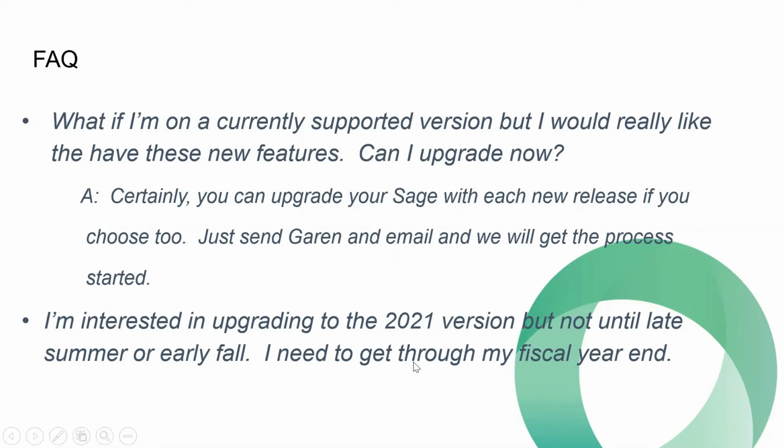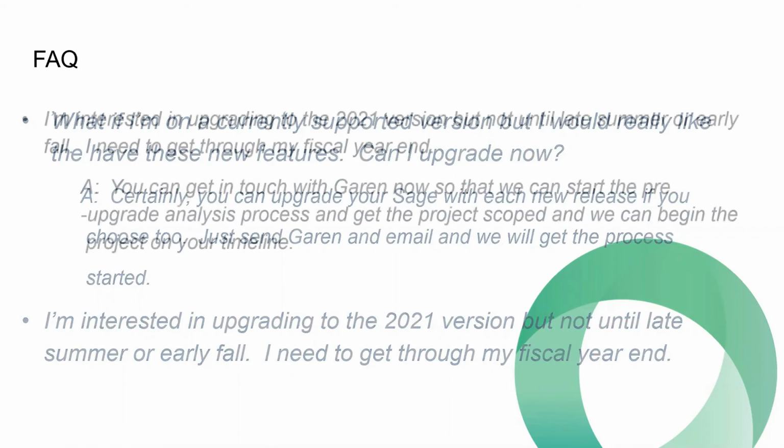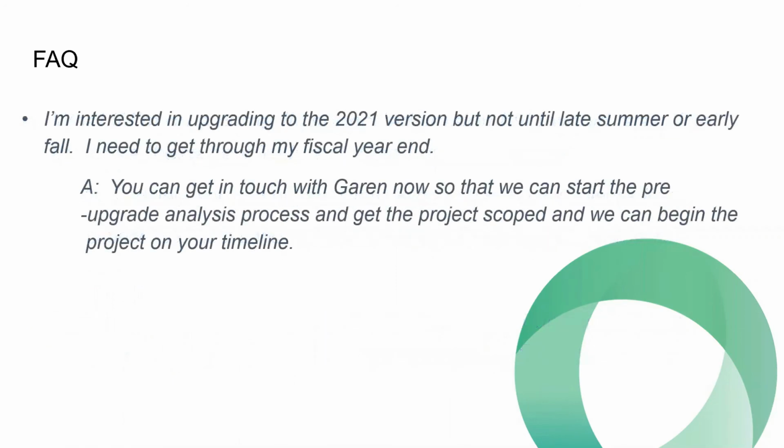Another question that I get is, some people, their fiscal year ends in June, and they're like, well, I really need to upgrade, but I've really got to get through my fiscal year end, and I'm not going to be ready to upgrade until probably late summer or early fall. What do I need to do? What I would suggest is that you go ahead and get in touch with us so that we can get the pre-upgrade analysis process started, get your upgrade scoped, get that to you, get you to approve the project, and then we will start the project based on your timeline.